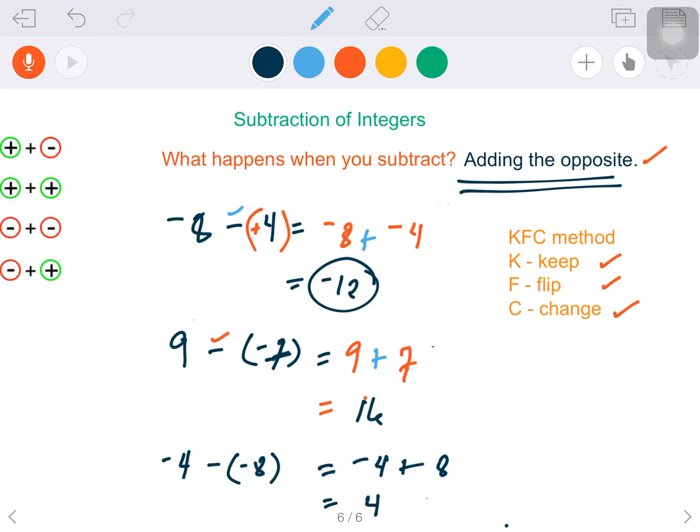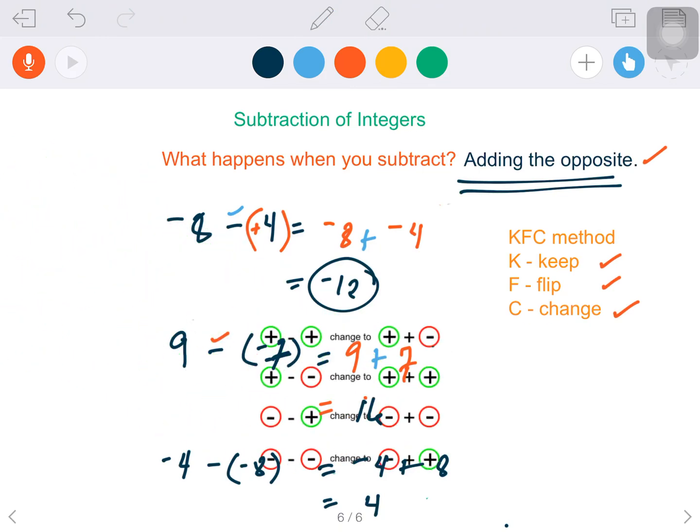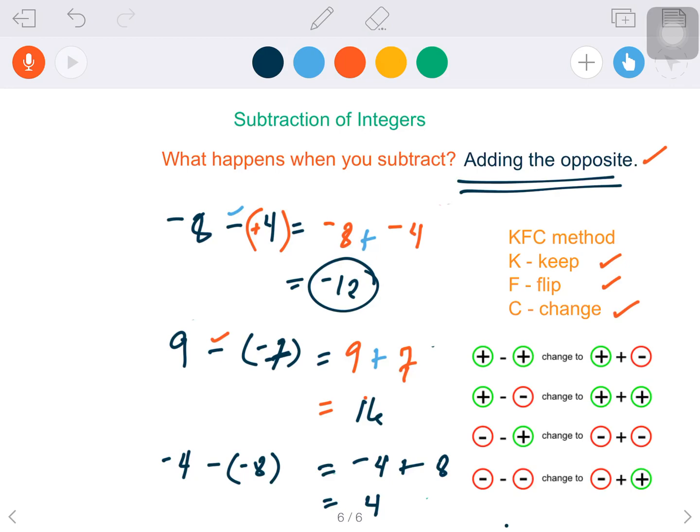Alright? And to finalize, this is how the concept of subtraction in general is used. If you have a positive minus a positive, you change it to a positive plus a negative. If you have a positive minus a negative, you change it to a positive plus a positive. A negative minus a positive will be changed to a negative plus a negative. And last, a negative minus a negative will be changed to a negative plus a positive.